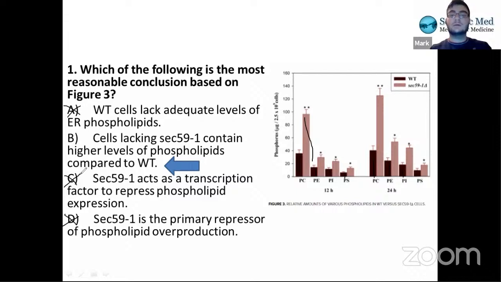Whereas B: cells lacking Sec59-1 contain higher levels of phospholipids compared to wild type. Very simple, very plain, very basic, and that's what you get. You don't have to do a lot of thinking, make a lot of conclusions, or make a lot of inferences. You just report what you see on the graph. In the wild type, you have small amounts of phospholipids; you get rid of Sec59-1, you have a lot of phospholipids, and that goes for all the phospholipids here. So you lack Sec59, you have high levels of phospholipids. Does that make sense to everybody? That's why C and D are not right, and why B is the simpler and better answer.